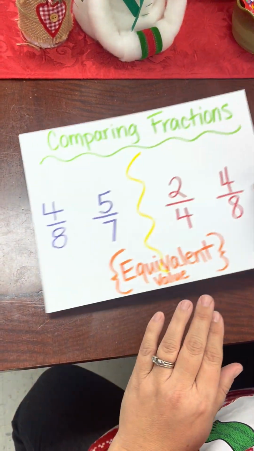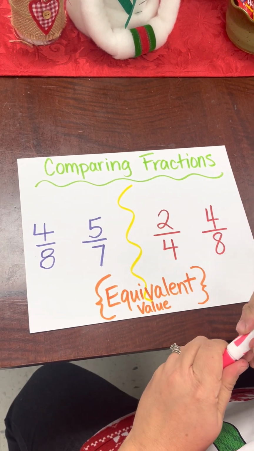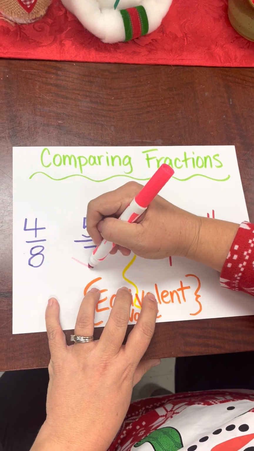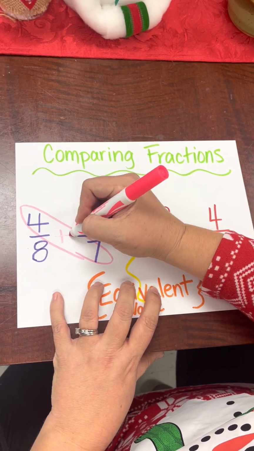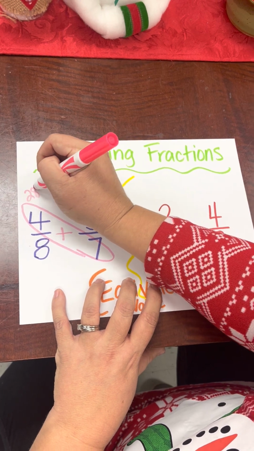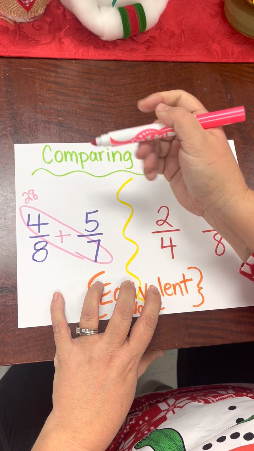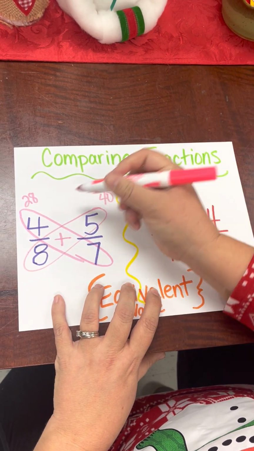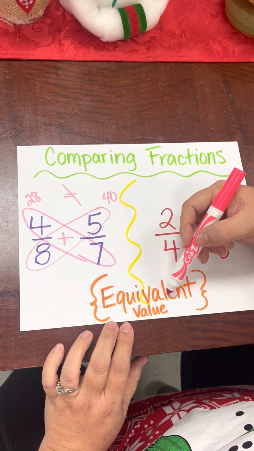Also, comparing fractions, there's a great tool called the butterfly method. And so when you look at your two fractions, 4/8 and 5/7, you simply do one side of the butterfly. 4 times 7 is 28. 8 times 5 is 40. Got confused for a second. So these two are not the same. So they're not equivalent value.